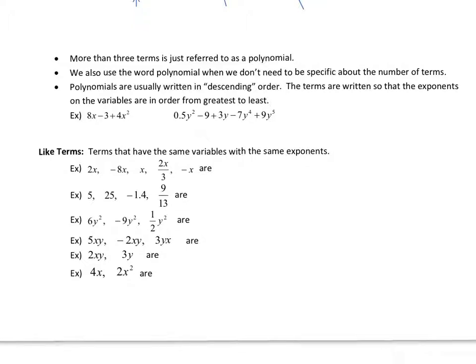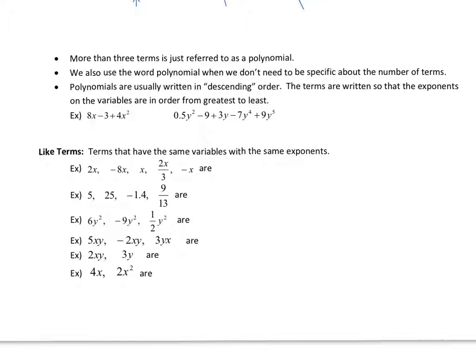Okay, so more than three terms is just referred to as a polynomial. So we don't have a special name for 4 terms or 5 terms. We just call them polynomials. And we use the word polynomial when we don't need to be specific about the number of terms. So if we're talking about things and some have 2 terms and some are 3 and some are only 1 and some are 4, we just call them polynomials in general.